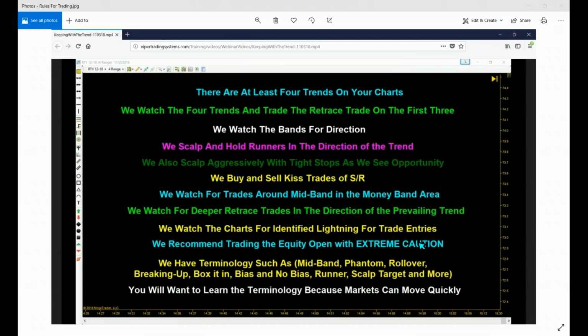It's pretty fast. Okay, we have terminology in our room such as midband, phantom, rollover, breaking up, box it in, bias and no bias, runner, scalp target, and a few more things. But these are really important ones to learn right here. Okay, and you'll want to learn those. So once you get the recording of this, you can stop the playback and even take a picture of it or whatever you want to do.